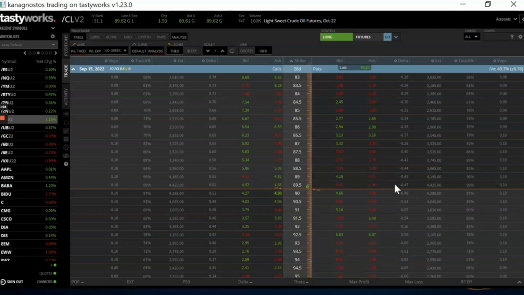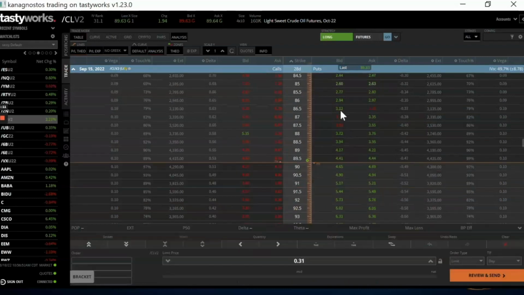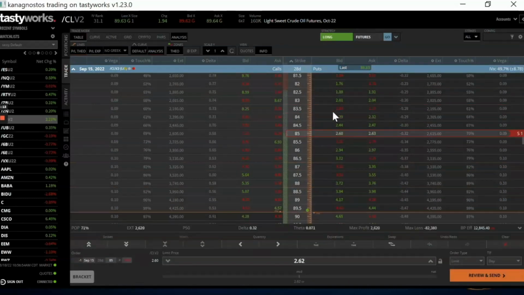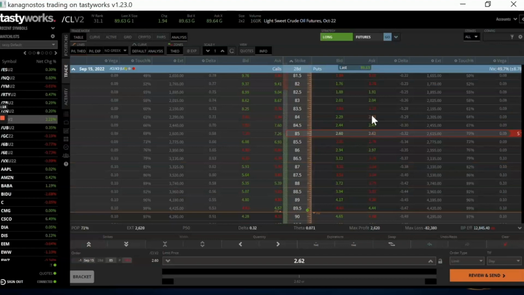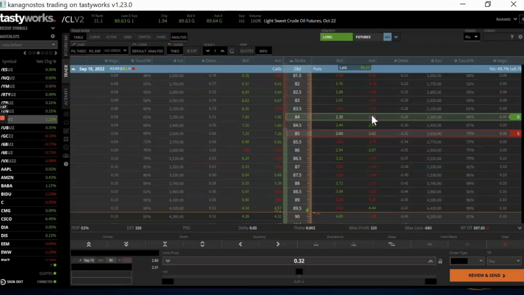So a short put spread involves selling an out-of-the-money put and also buying a further out-of-the-money put to define your risk. Now, as far as which strike to sell, let's think back about our levels. The major 61.8% fib was at about $85. So let's sell that strike, and then let's buy the 84 strike to define our risk.